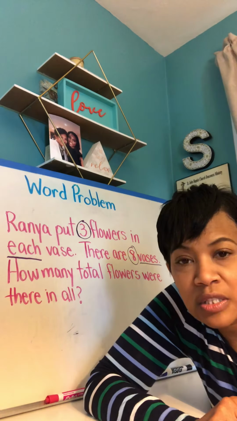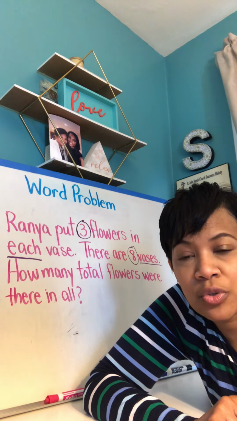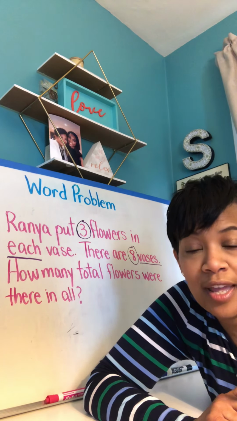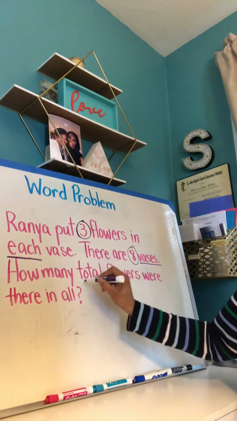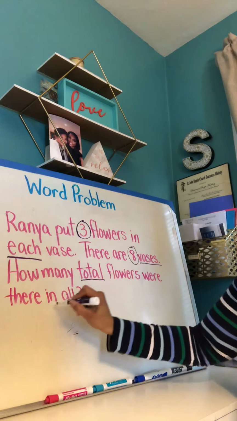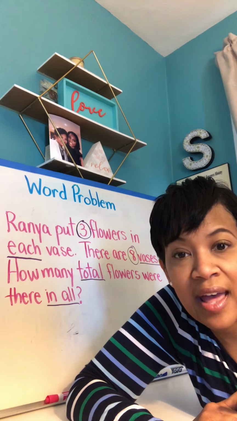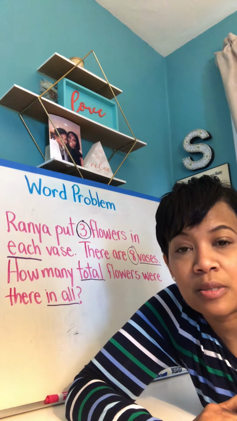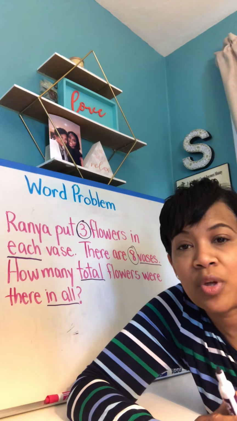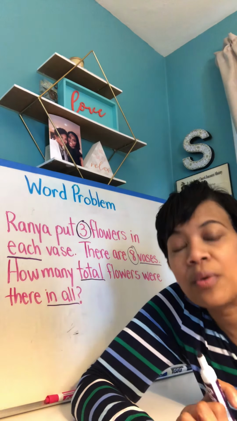And then the last question to the problem says, how many total flowers were there in all? What do you think needs to be underlined or circled there? If you said total and in all, you're right. Total is a word we've seen a lot, and in all. We know in addition, total means to add. You're taking the addends and you're adding them together. That's the same with the words in all. We know that that means to add.